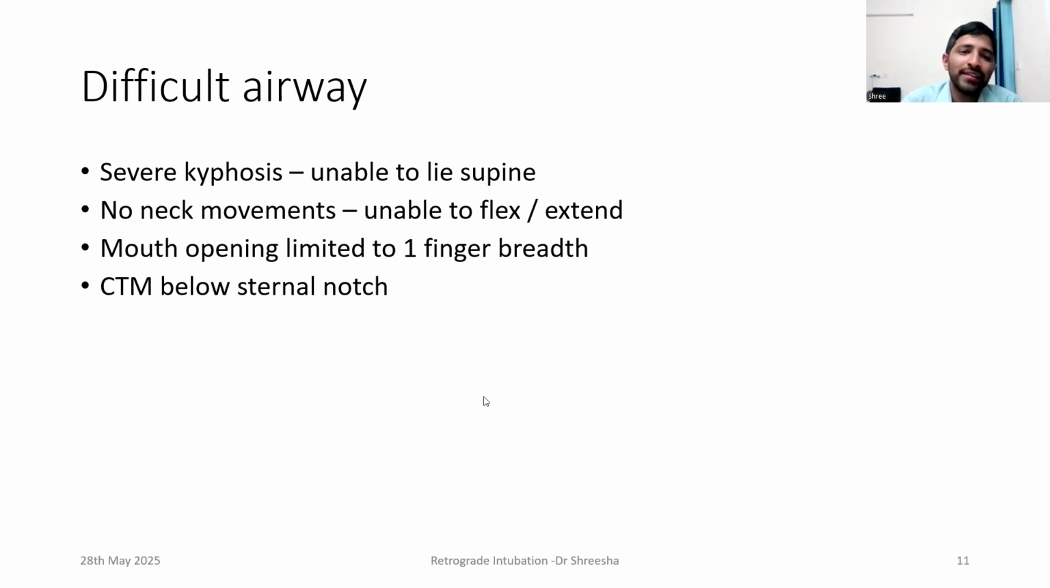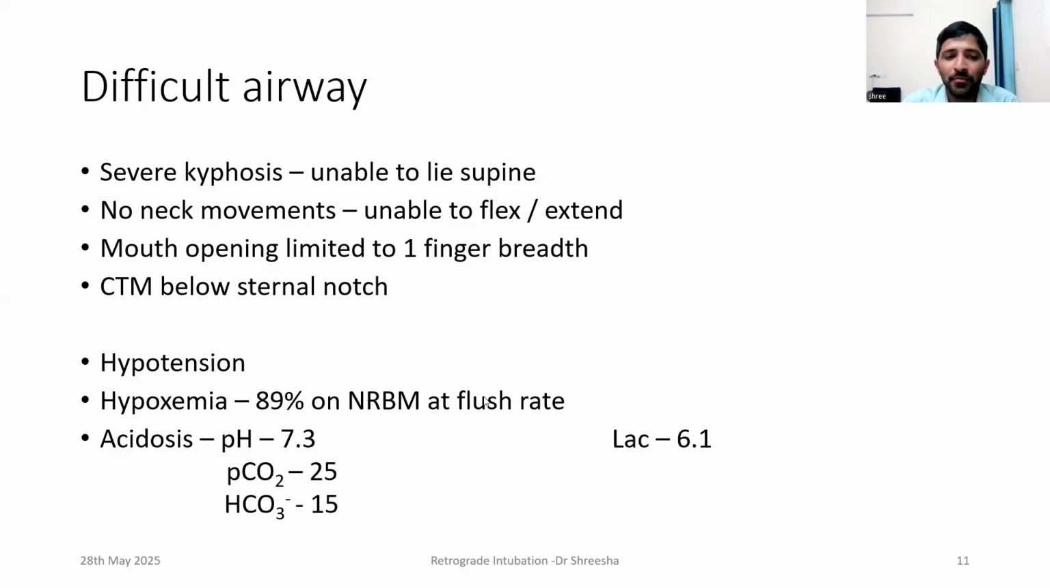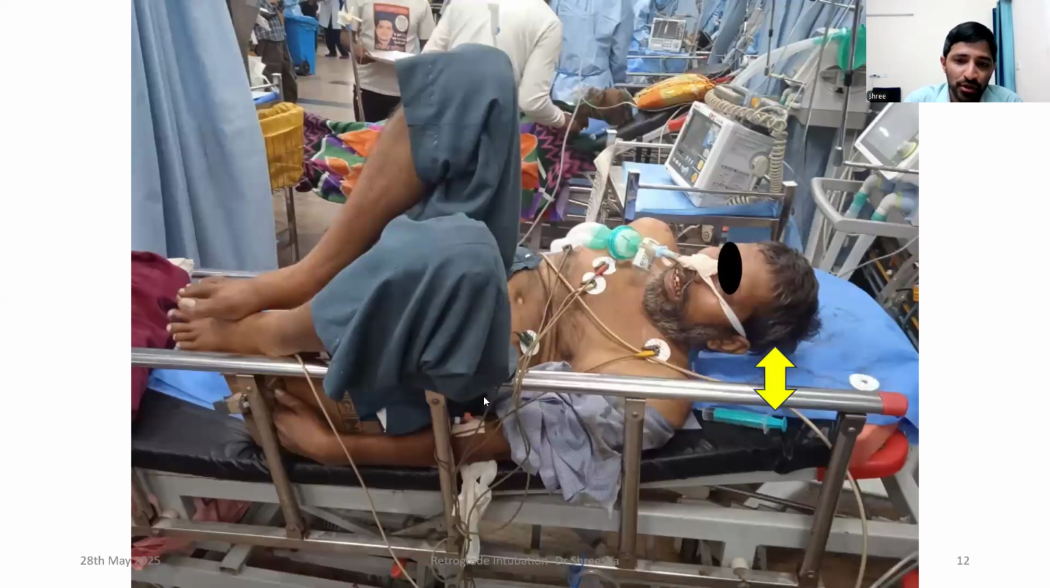So with these anatomical difficulties, we also had hypotension, hypoxemia, and acidosis. So all the three killers. So this was technically the most challenging anatomically and physiologically difficult airway that we faced. And this was the actual patient. So this was post intubation.